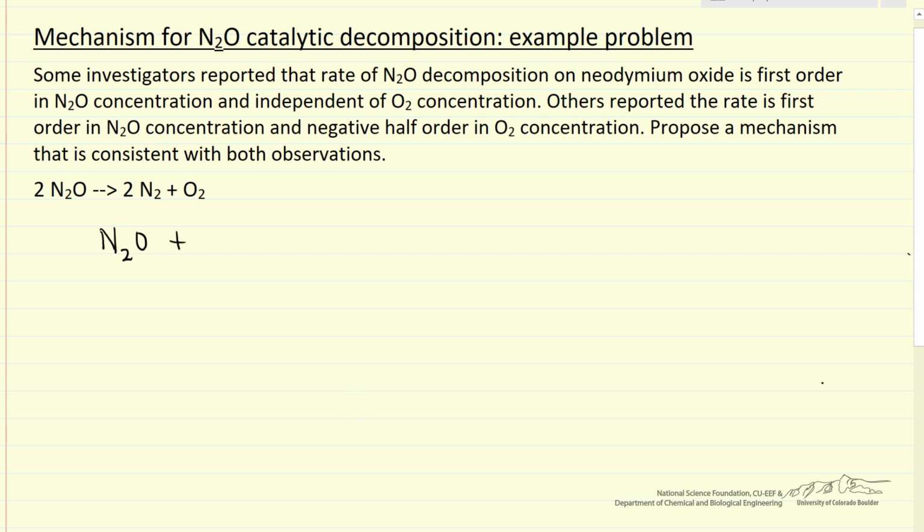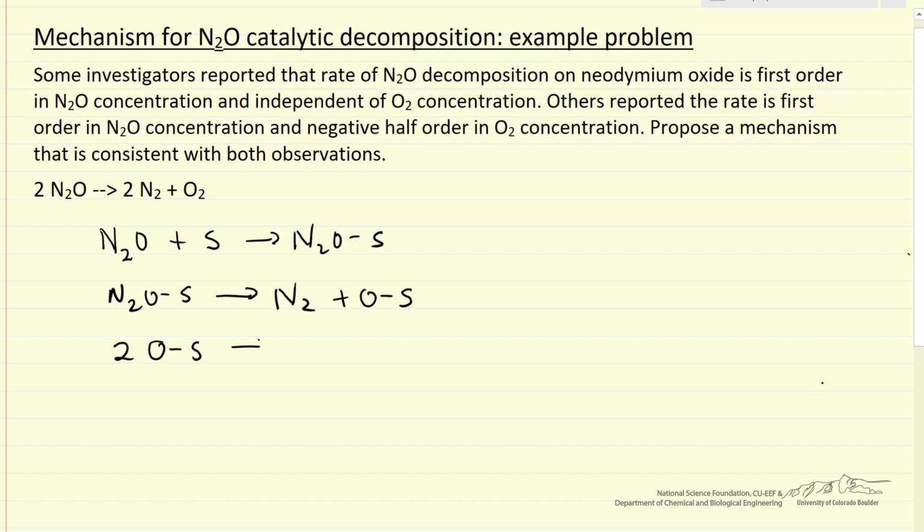for N2O, which is a gas, to adsorb on a surface site, so this is not sulfur but a site on the surface, to form N2O on the surface. This N2O on the surface then decomposes to form nitrogen and an oxygen atom. Two of these oxygen atoms recombine to make gas phase O2 and free up two sites. So let's assume that the rate is proportional to the rate of the second step.